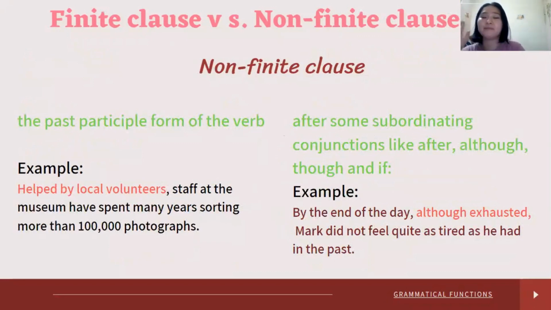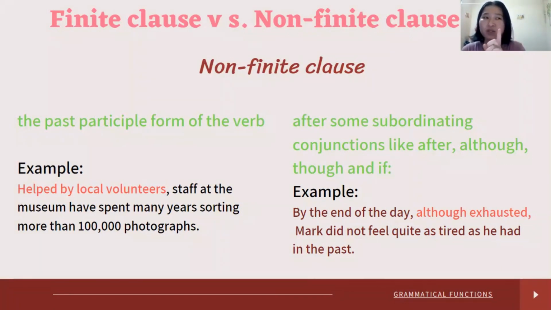A clause with only the participle form of the verb is also a non-finite clause. For example: "Helped by local volunteers, staff at the museum have spent many years sorting more than 100,000 photographs." And "helped by local volunteers" is the non-finite clause.